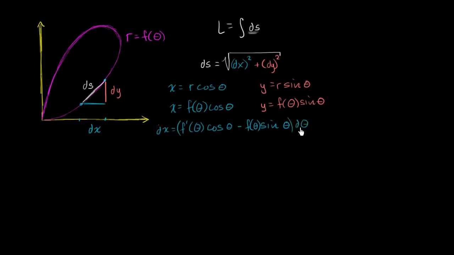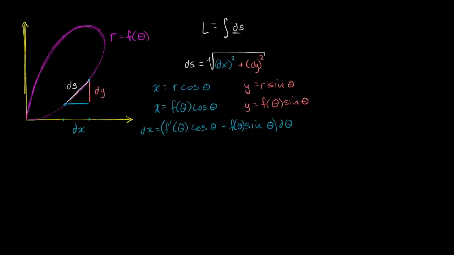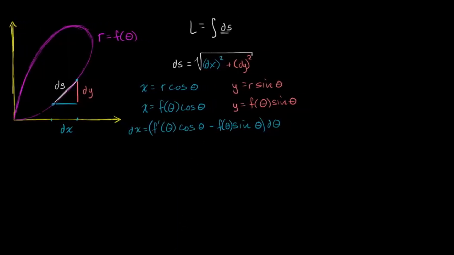Another way you could have said it, if you treated these differentials like numbers, is you could divide both sides by d theta. You'd have the derivative of x with respect to theta is this business right over here. So those are equivalent statements. And I'll do the same thing for dy. So dy, same again by the product rule, is going to be f prime of theta times sine of theta plus f of theta times the derivative of sine of theta, which is just cosine of theta.